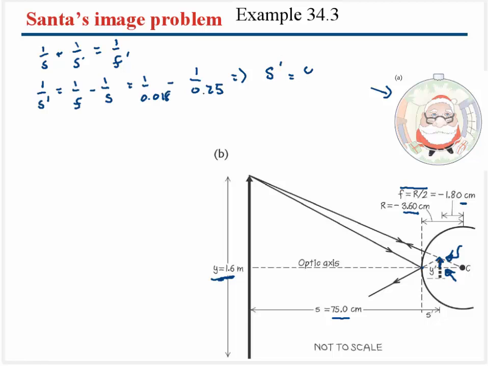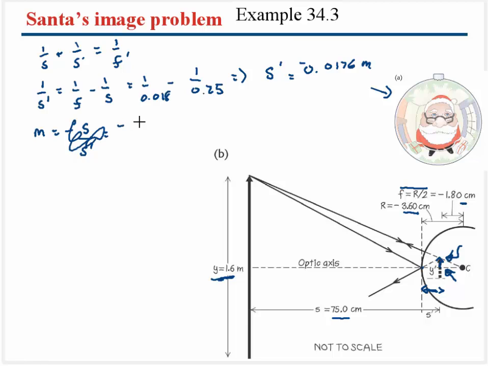That's going to be equal to negative 0.0176 meters. That means it's going to be on the inside. That's what the negative means. We can then say that the magnification is going to be equal to negative image distance divided by object distance. So that's going to be, wait a second, scratch that.